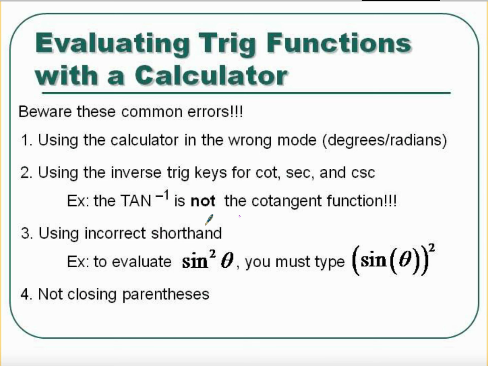And then finally, another one, using incorrect shorthand. If you ever need to square one of your trig ratios, you can't just put your square in on the calculator like this, depending on the calculator, I suppose. Most of them you'll have to write your trig all the way out and then square the result. And finally, don't be sloppy. Close your parentheses on your calculator. It'll start them, but it won't finish them for you, so you have to do it for yourself. These are definitely 4 key things that are going to stop you from getting questions wrong inadvertently on a test or on a homework assignment. So be careful.